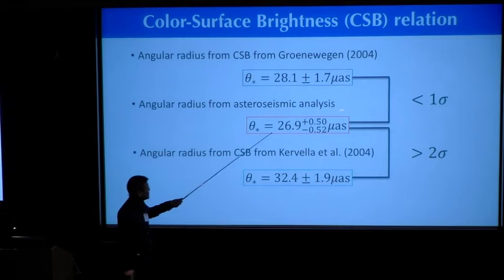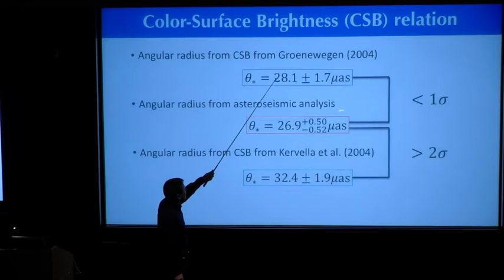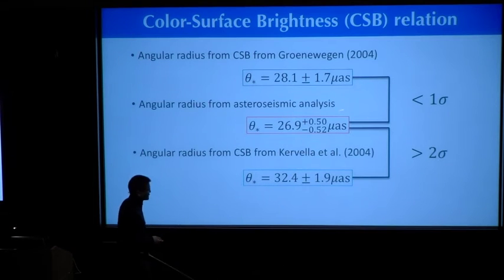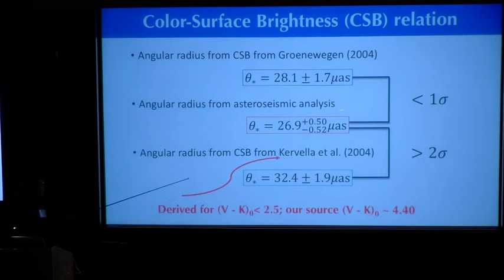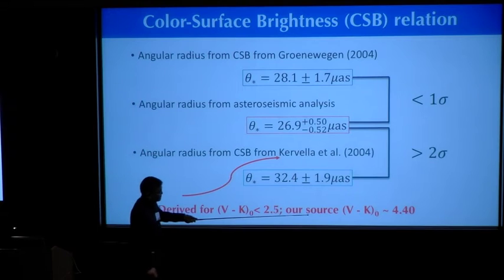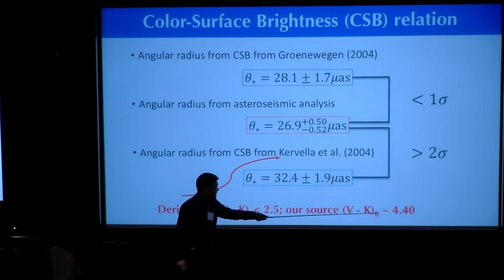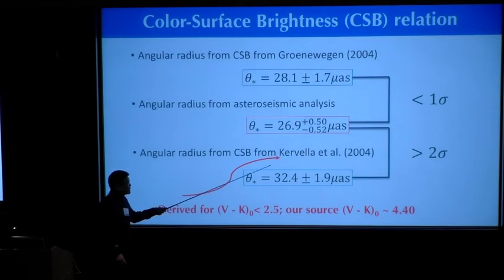So this is from seismology analysis, and this is from the color surface-brightness relation from this paper, and this is from another paper often used in microlensing studies. You can see that this is about 2 sigma away from the seismology analysis. So what's going on? In fact, this analysis assumes the V minus K colors should be smaller than 2.5. Our source is actually much redder with this color index of 4.4. So this often used formula doesn't apply to our source.